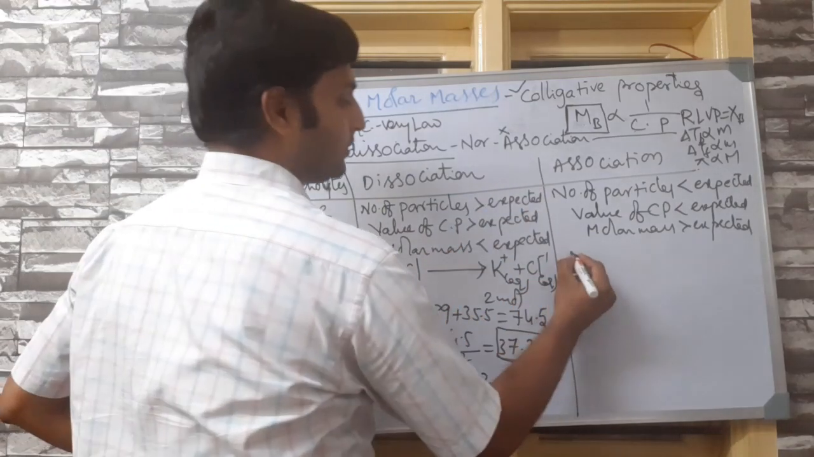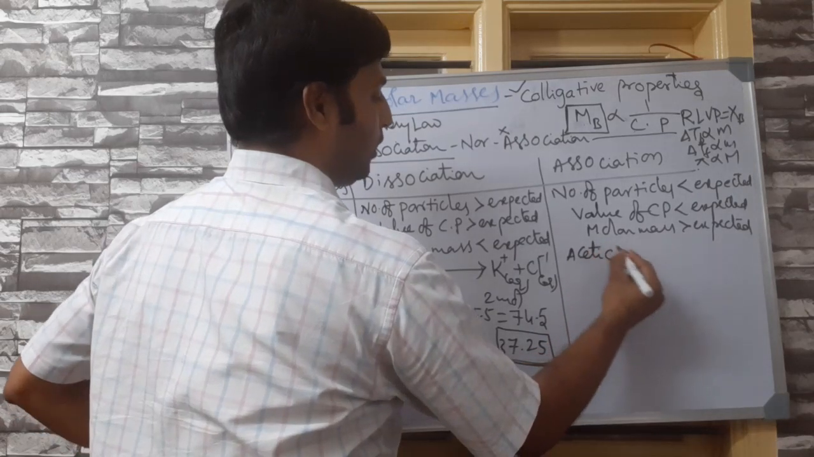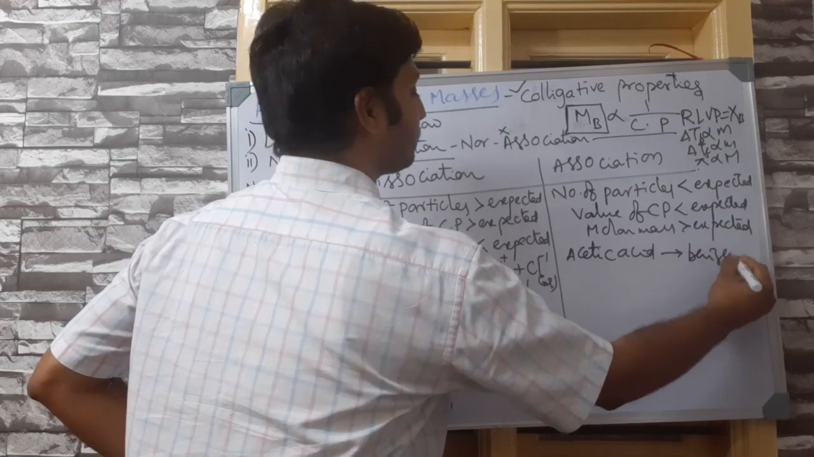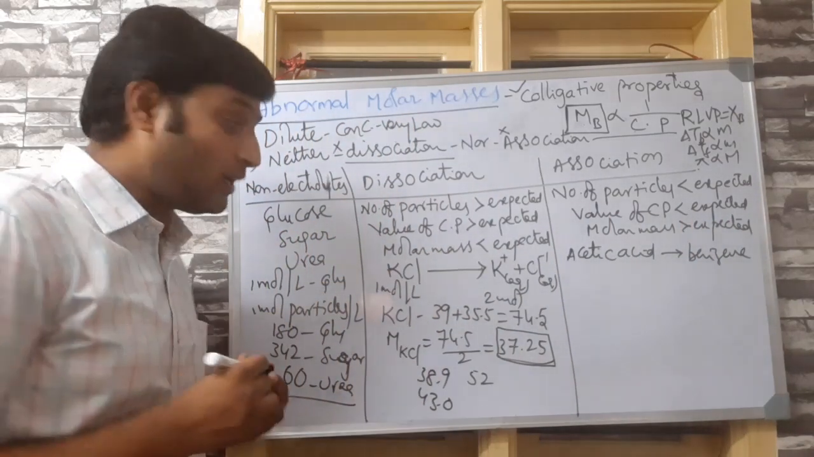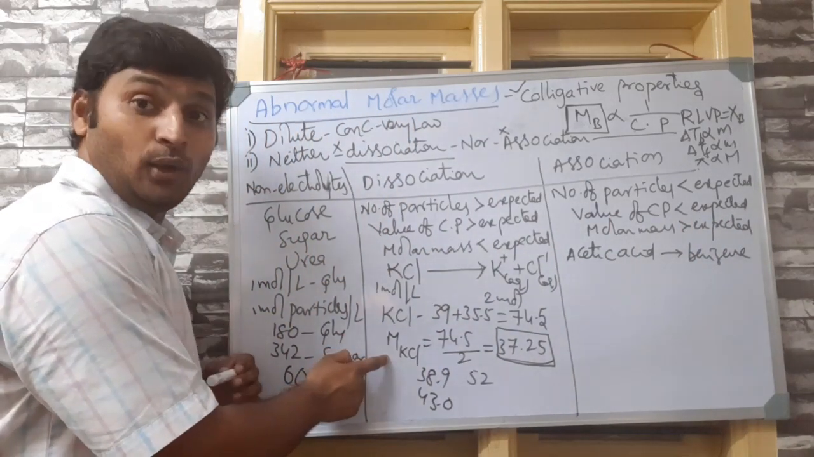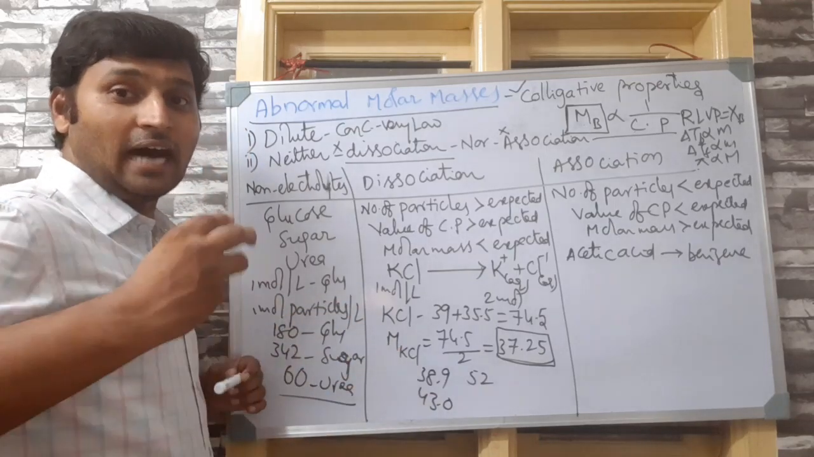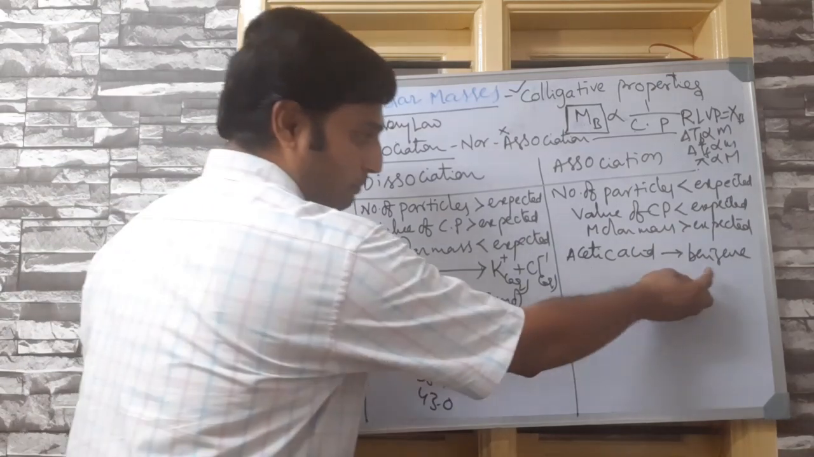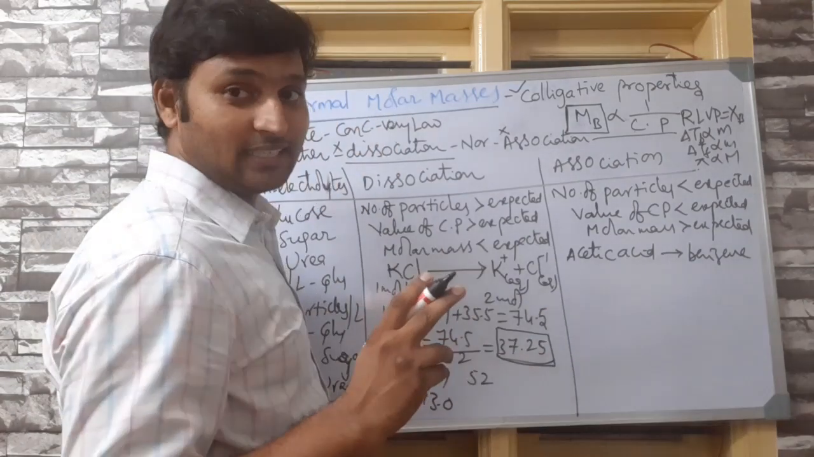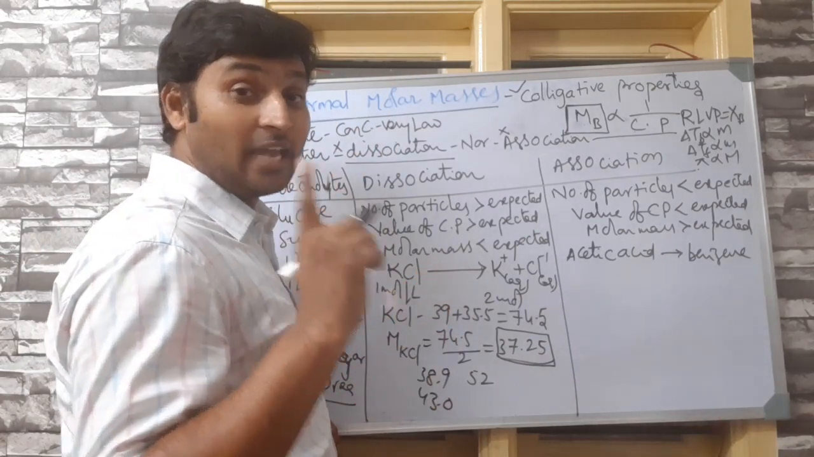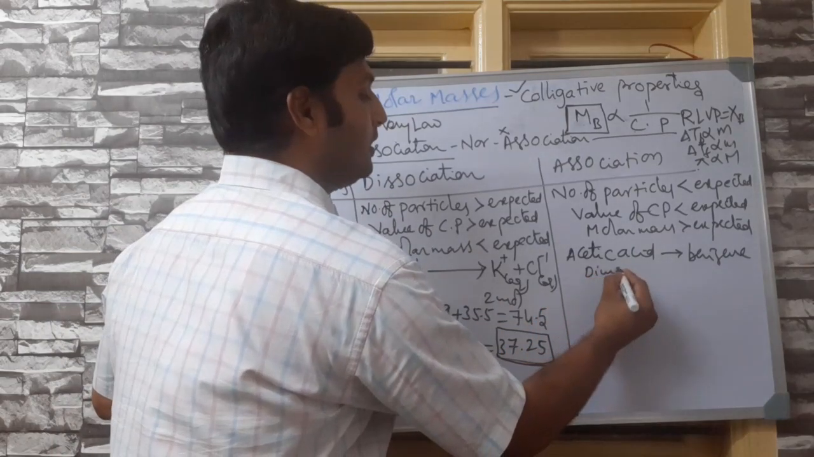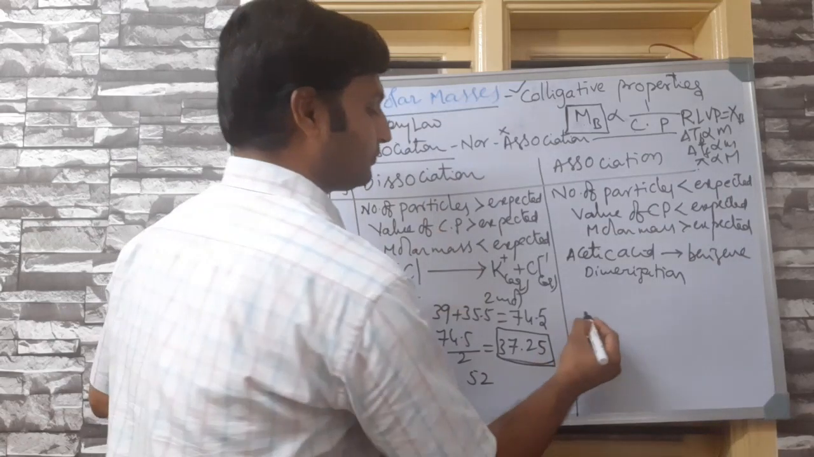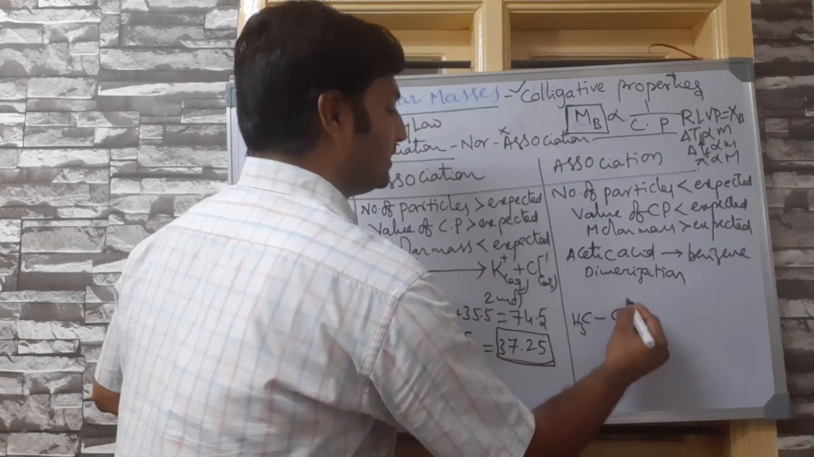Now come here. Suppose I am dissolving acetic acid into benzene. Acetic acid in water will belong to the previous category. It might undergo dissociation because acetic acid is an acid and ionizes to produce H plus ions. Whereas in benzene solvent, acetic acid undergoes association, which is dimerization. Dimerization means 2 molecules becoming 1, and that is something like this.